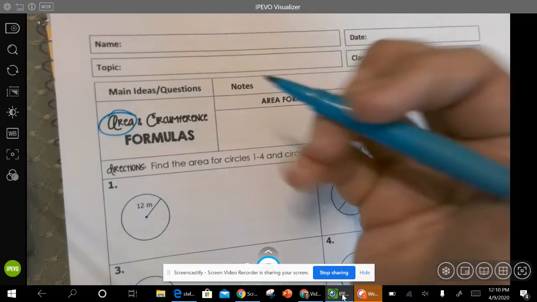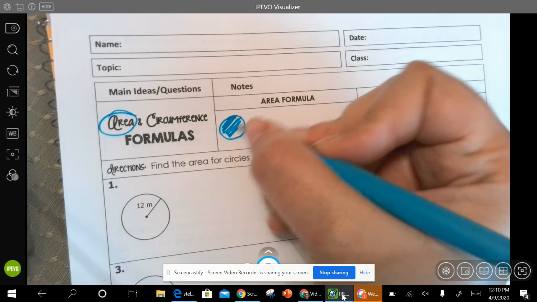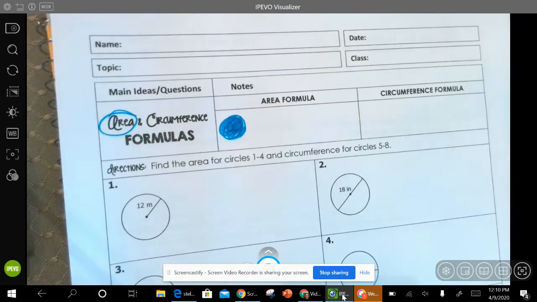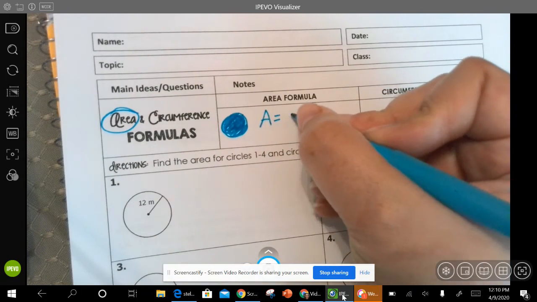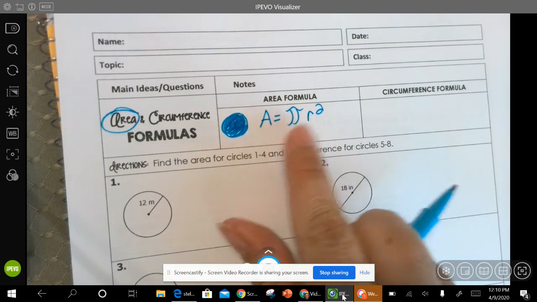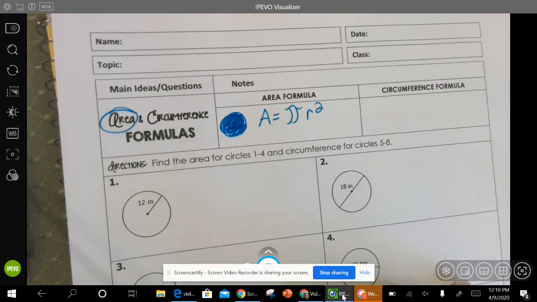Okay, so area of a circle. Remember, area is all the space inside. It's two dimensions. So the area inside the circle. Our formula is area of the circle. Radius is what we need. Pi r squared, fill in the circle. Okay, so we got this, everybody.